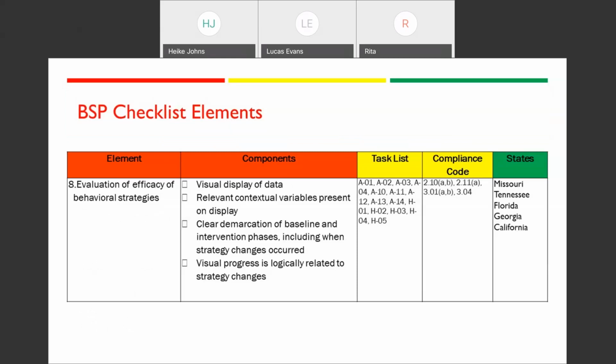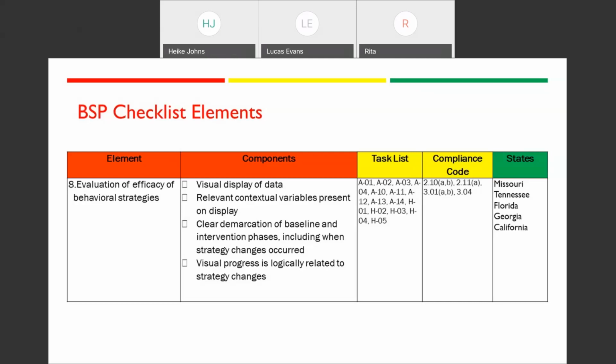So our next element is element 8, evaluating the efficacy of the behavioral strategies. So, is what we're doing working? The component we're looking for is a visual display. How can you do analysis if it's all words? I've seen some ISPs, and I'll use that as an example, although a visual display would be better, that go through each and every event that ever happened. I can't tell what's going on. Those are words. Those aren't pictures. And sometimes pictures are better. So we need a visual display of the data in a graphed form, hopefully.